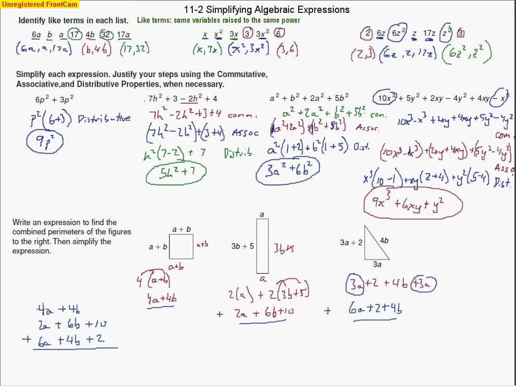So I got 4a's plus 2a's plus 6a's make 12a's. Here I have 4b's and 6b's make 10, plus 4 makes 14. So 14b, and then 10 and 2 add to make 12. So there it is. That is the expression that represents the perimeter of each of these. And since the perimeter is in just units, I'll just write units since I don't know what units those are. So those are types of problems that you'll see on lesson 11-2.